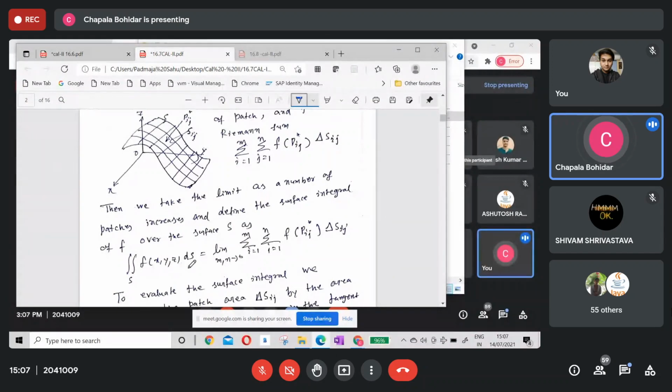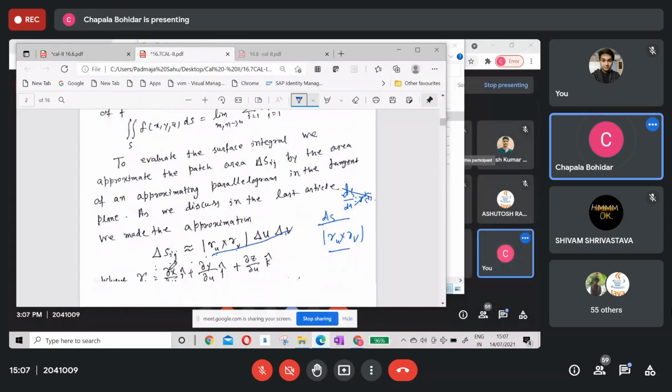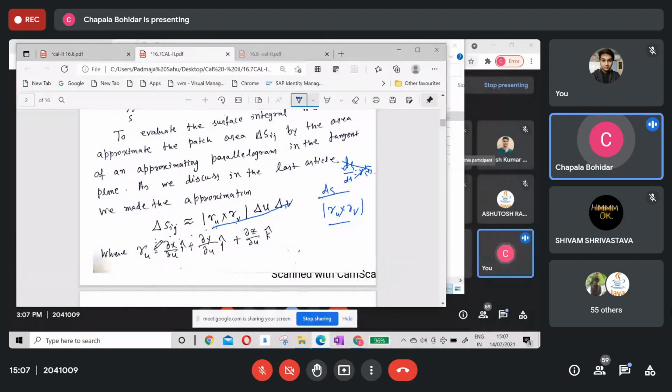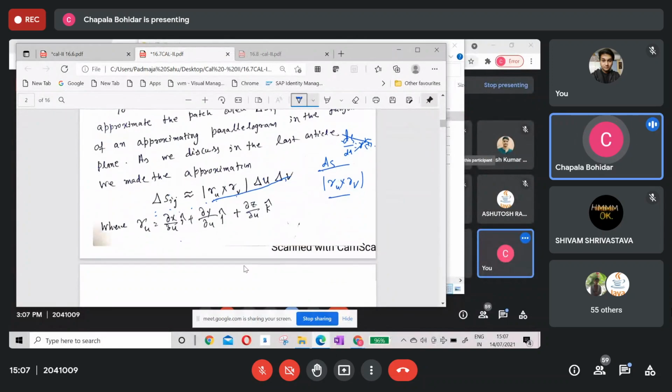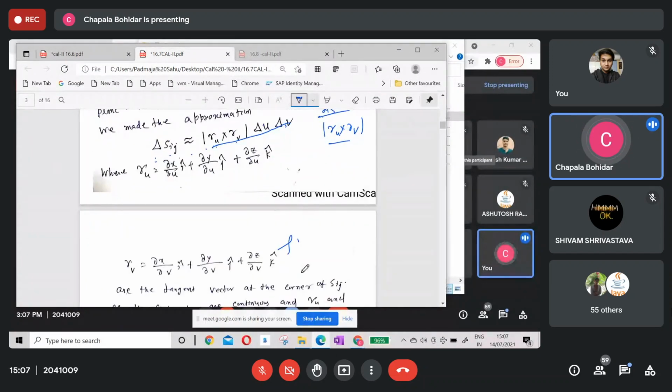Here for dS, though, our function is a function of two variables u and v; x, y, z are all functions of two variables. So we write del Sij as nearly equal to the absolute value of del Ru cross Rv times del u del v. Ru we can write as del x by del u i cap and so on, because x, y and z are all functions of u and v, so we can find Ru like this. Then Rv is like this.